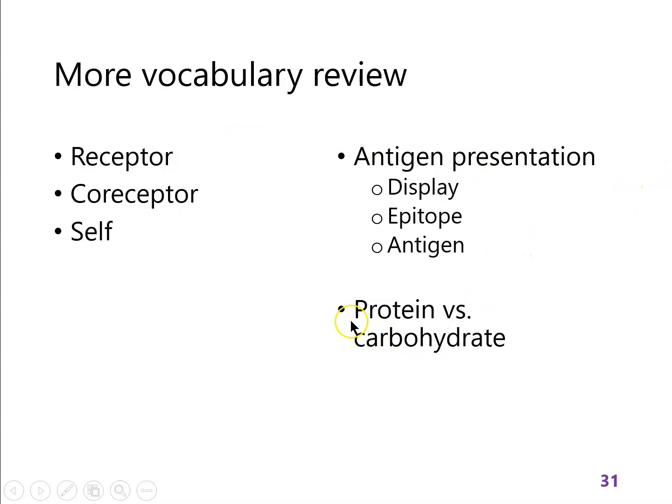Here's some vocabulary that's going to be important. Look back at what receptors are. A co-receptor is a thing that's going to stabilize a receptor interaction. What is self? Well, self is the concept that some molecules are from us in our cells and other molecules are not. And the immune system needs to be able to tell the difference.